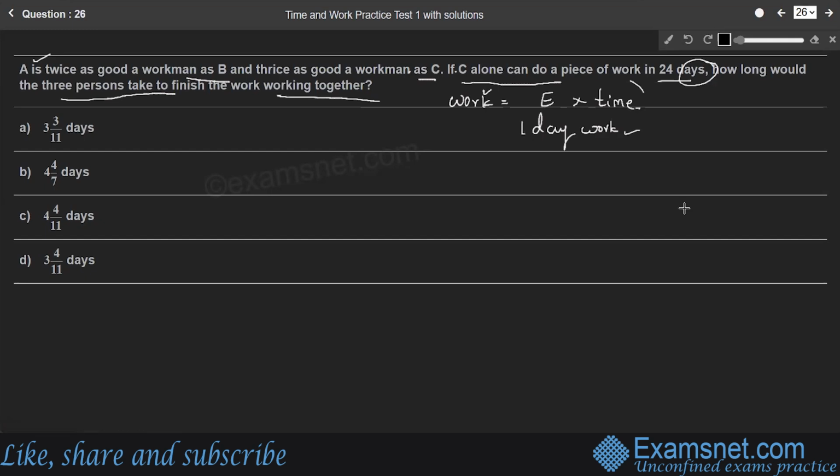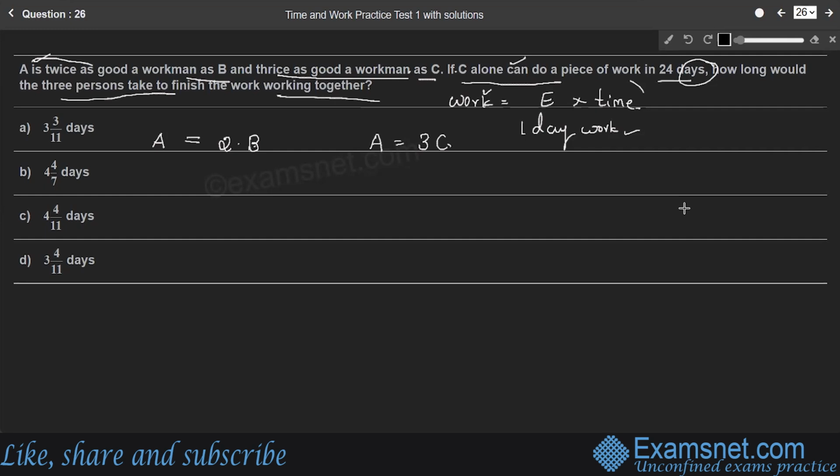So here A is twice as good a workman as B. So if you consider A as the efficiency of person A, then A is equal to 2 times B. That means A is 2 times as efficient as B, right? Now, thrice as good a workman as C. And also A is equal to 3 times C, 3 times as efficient as C. Right? So if C alone can do a piece of work in 24 days.